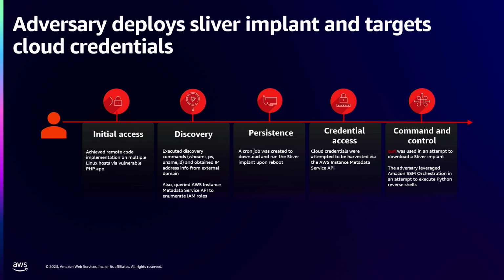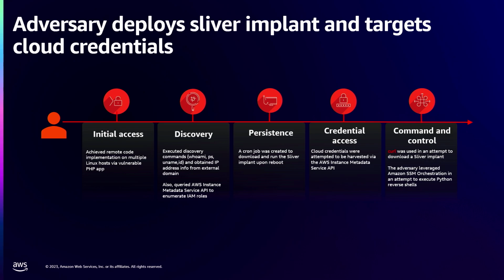And then they used that same AWS IMDS API to harvest these different cloud credentials so they could move laterally within the account. And finally, on the C2 side, they use curl, which is used for making API requests and downloading files over HTTP, and they use that for that same Sliver implant to establish that persistence and maintain control over the environment.